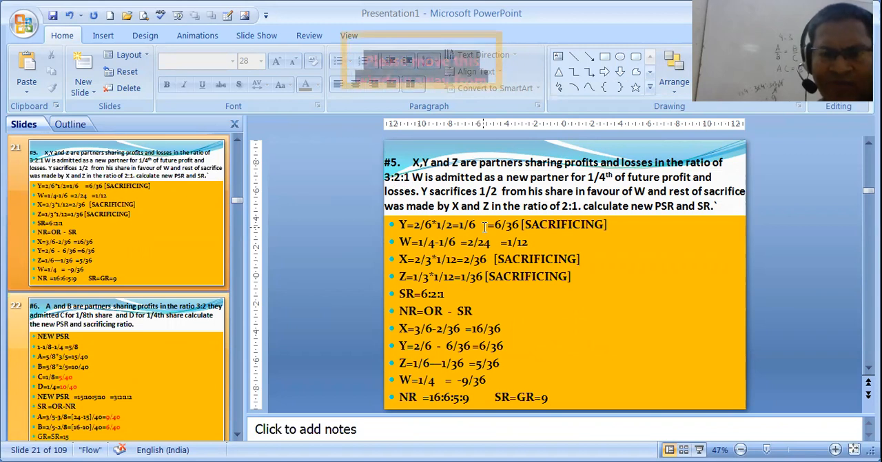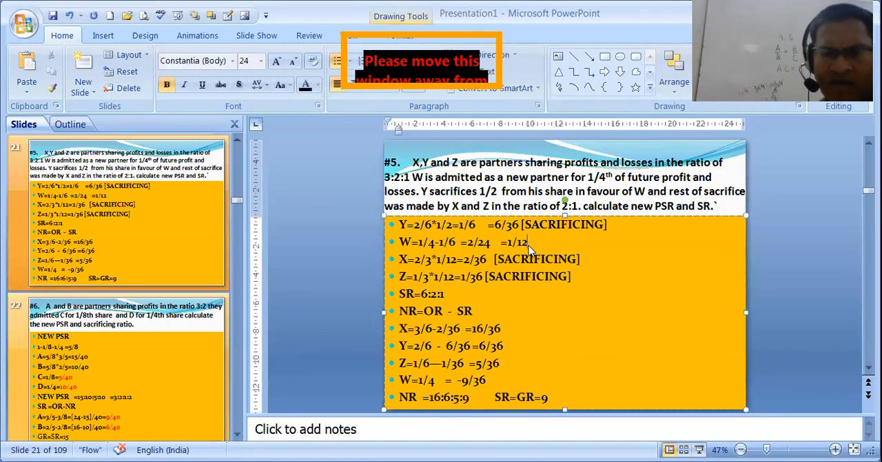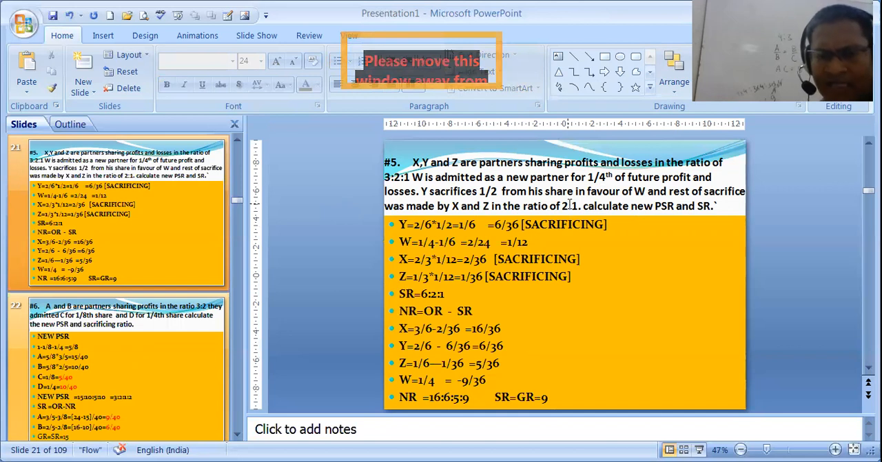So the profit left to be given to W is 1 by 4 minus 1 by 6, because Y is giving him 1 by 6. So he is left to be given 1 by 12 or 2 by 24, whatever you say, 1 by 12. This 1 by 12 will be given to him by X and Z in the ratio 2 is to 1. So 2 by 3, 1 by 3. X is giving 2 by 3 of 1 by 12, and Z is giving 1 by 3 of 1 by 12. Why 1 by 12? Because 1 by 6 is already given.